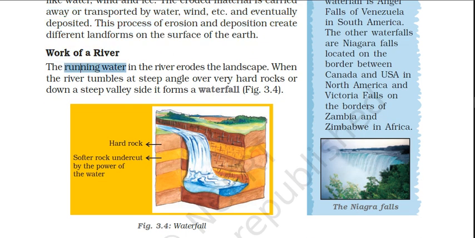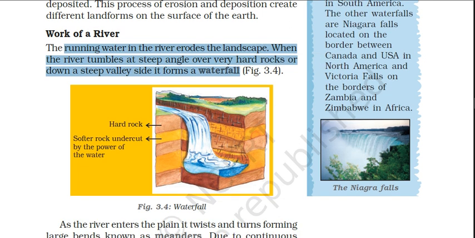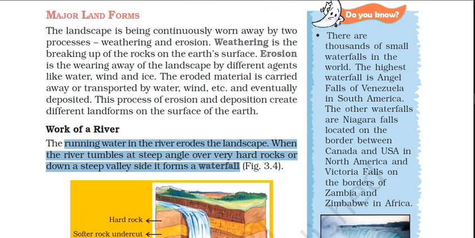Work of a river. The running water in the river erodes the landscape. When the river tumbles at a steep angle over very hard rocks or down a steep valley side, it forms a waterfall. The hard rock lies over softer rock undercut by the power of the water, and this is how the waterfall forms.